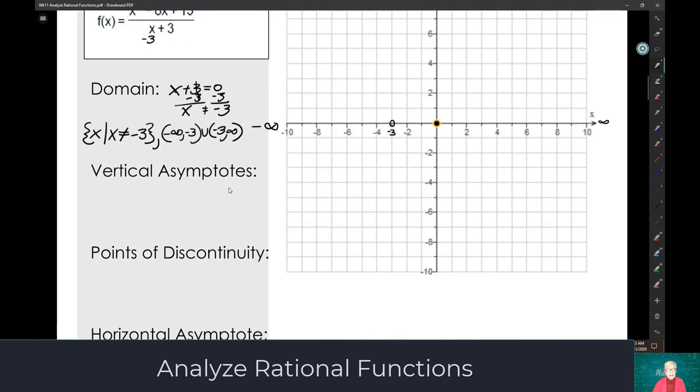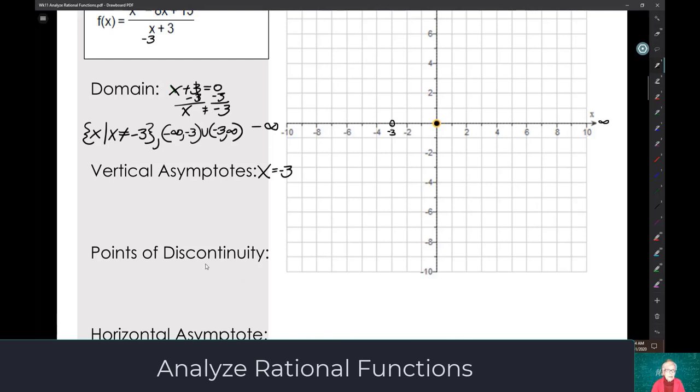Now the domain and the vertical asymptotes are very closely related. Most of the time, you can just say, okay, well, x equals negative 3 is going to be my vertical asymptote, the equation of the vertical asymptote, which means you have a line going up and down that acts as a wall to prevent the graph going across it. But you can't be absolutely sure because of this next question about points of discontinuity.